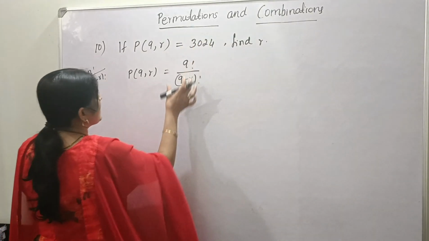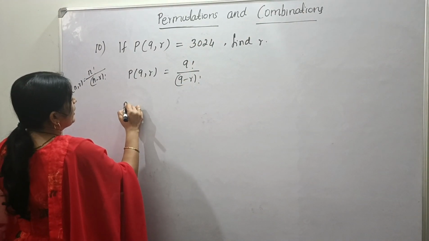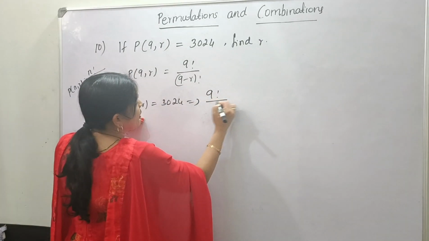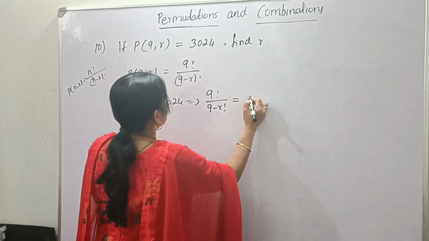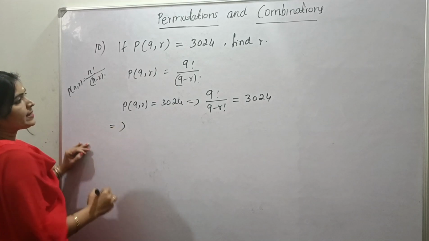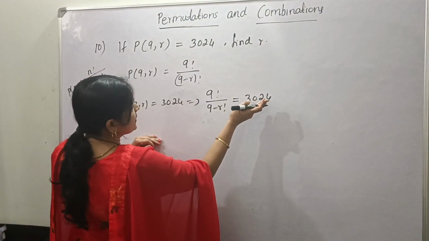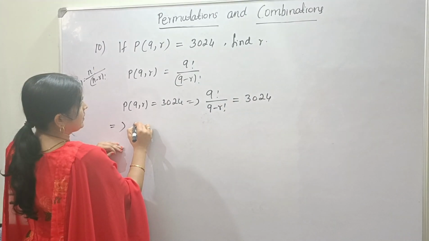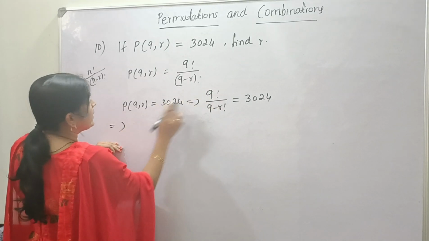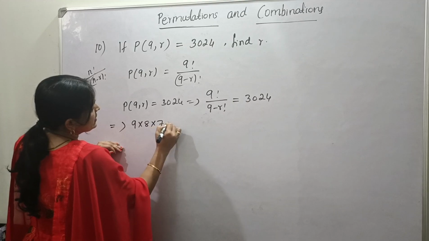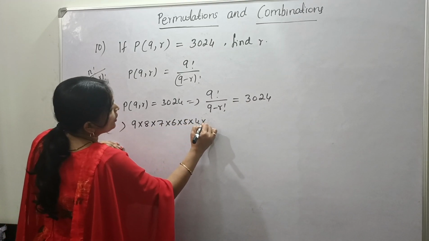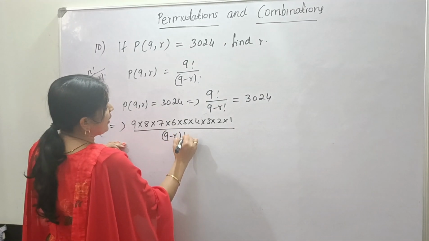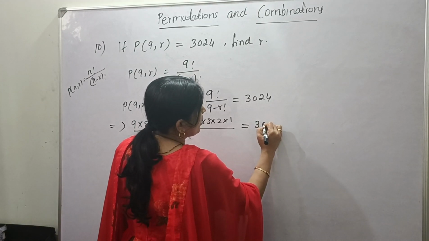Okay. So here let us compare this one. 9Pr is equal to 3024 implies 9Pr is 9 factorial divided by (9 minus r) factorial, that is equal to 3024. Okay. That implies, now here let us take this (9 minus r) factorial. Okay, here let us write 9 factorial as 9 into 8 into 7 into 6 into 5 into 4 into 3 into 2 into 1, divided by (9 minus r) factorial, that is equal to here 3024.